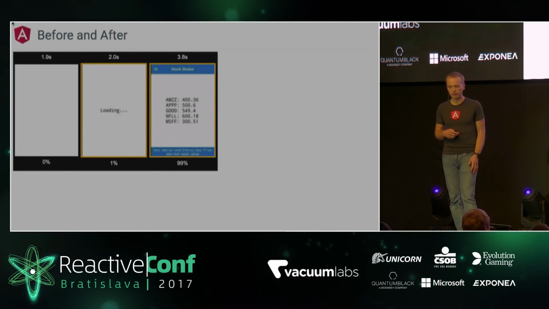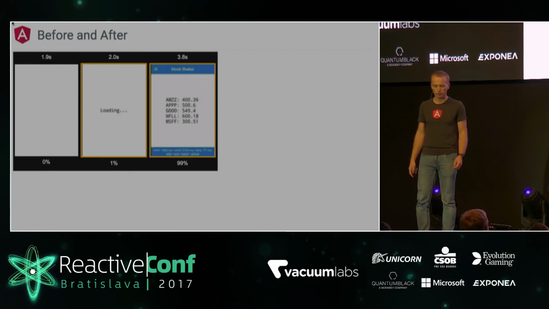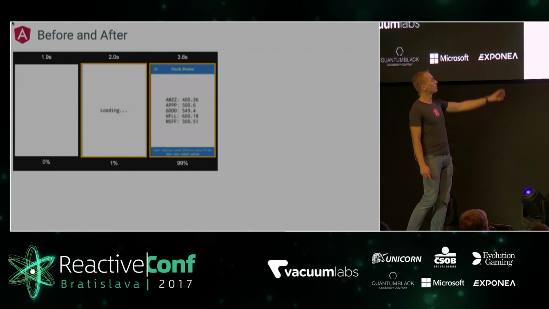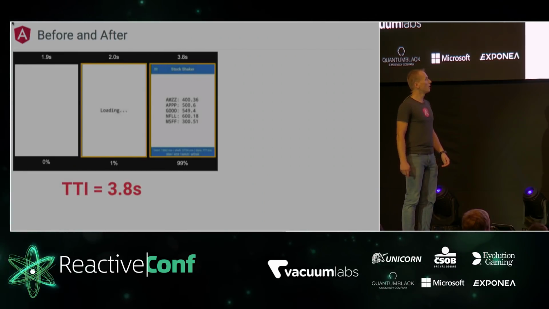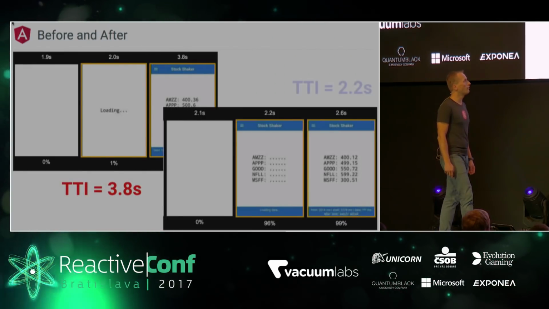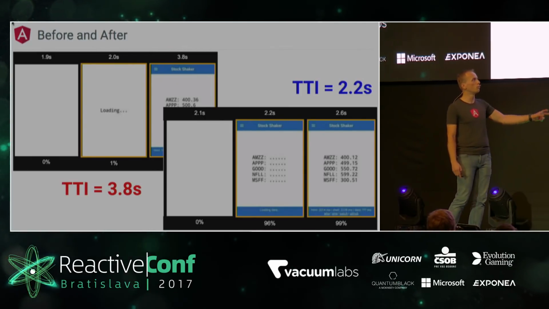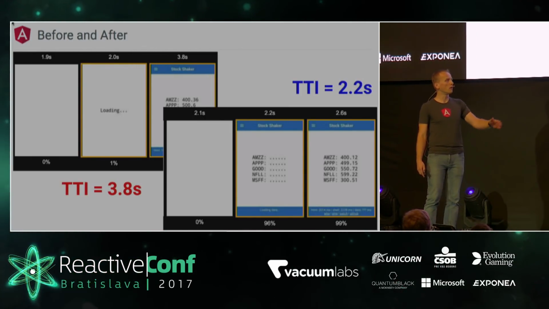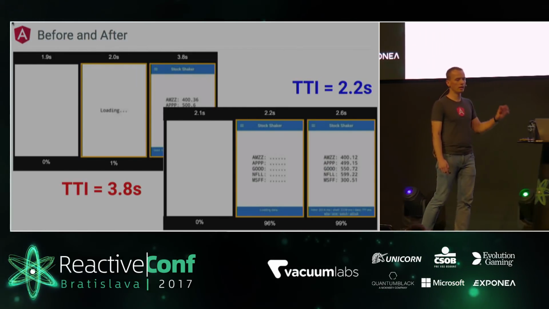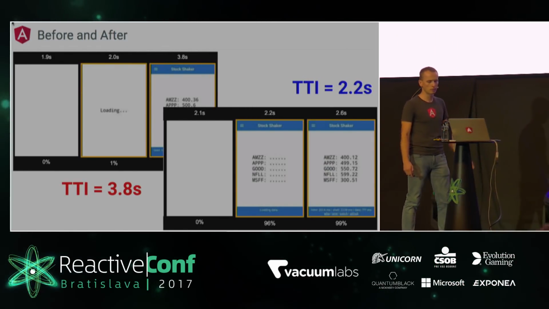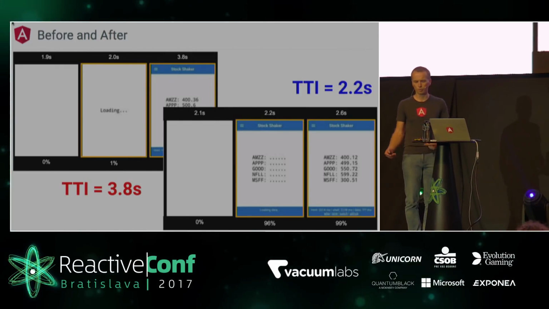So let's look at the final effect of the optimizations. Before, we were loading the useful bits on the screen at 3.8 seconds. So TTI is 3.8. And after all these optimizations, we got it down to 2.2 seconds with the data arriving at 2.6 seconds. This is much, much better. Again, with Service Worker, you can shave it down to 0.2 and 0.6.